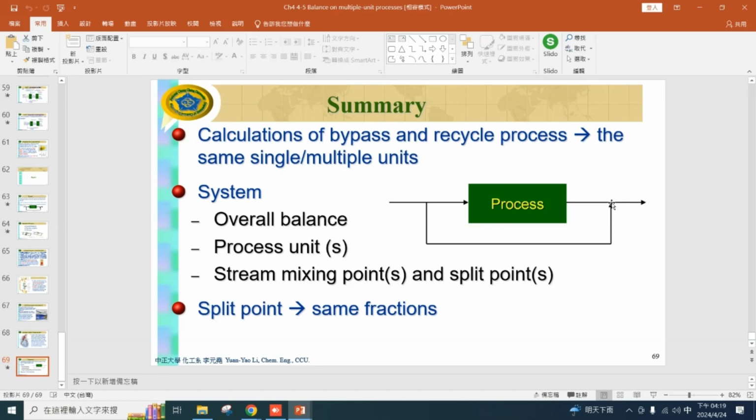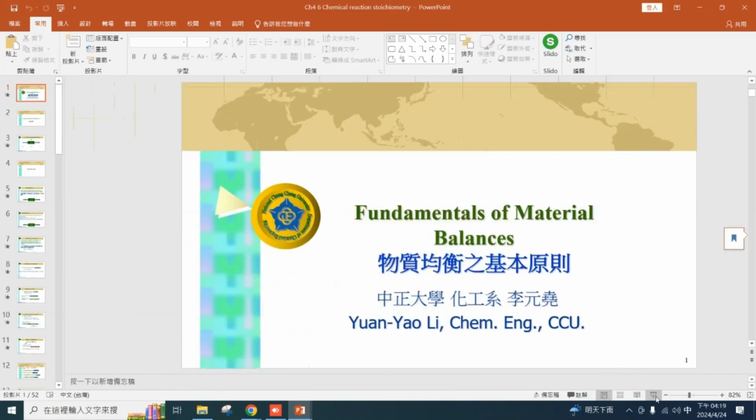One very important point I want you to remember is that if we have a splitting point like this part, the fractions of this stream and this stream will be the same, right? The fraction will be the same. So you need to remember, if you have a splitting point here, the fractions of this and this will be the same, although the amounts of these streams will be different. This is one of the important points you need to remember when you do the mass balance calculation. This is what we have learned on Monday.